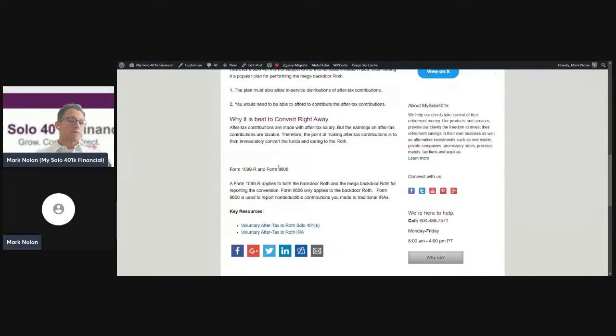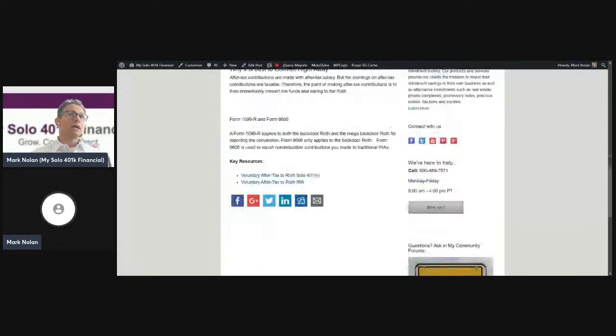Now, both a Form 1099-R and a Form 8606 apply to the backdoor Roth IRA conversion. So the backdoor Roth is subject to both Form 1099-R reporting and Form 8606 reporting, whereas the mega backdoor Roth is only subject to Form 1099-R reporting, not Form 8606 reporting. A Form 1099-R is used to report the conversion from after-tax funds to the Roth.